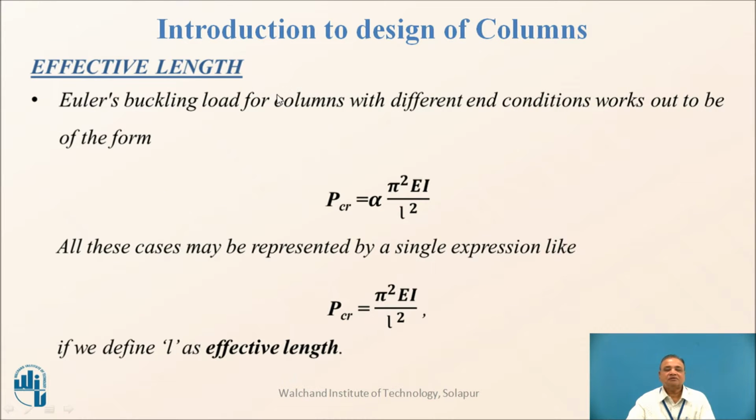Next, effective length. It is by Euler's buckling load. It is a critical load, or crippling load as we call it. It is equal to alpha into pi square E I upon L square, where alpha is a constant based on the end conditions: both ends fixed, both ends hinged, and then one end fixed and the other hinged, likewise. So alpha varies based on end conditions. Therefore the crippling load is basically pi square E I upon L square, where L is the effective length of the column.